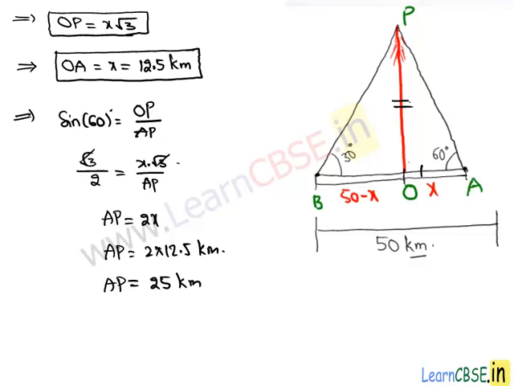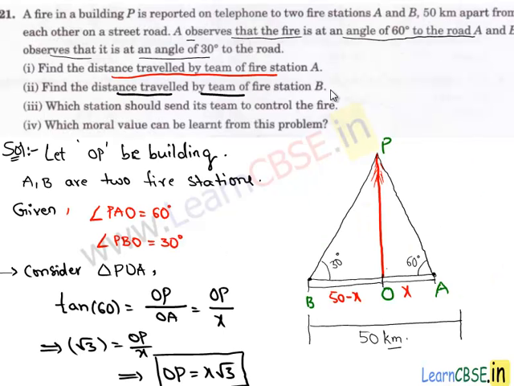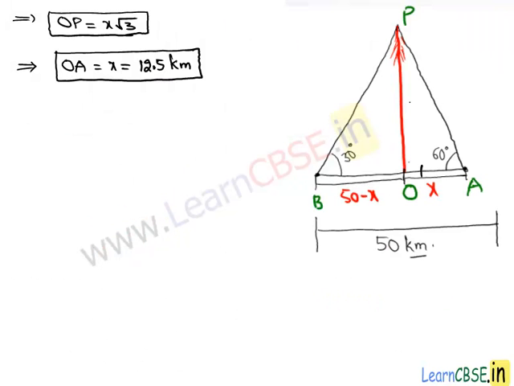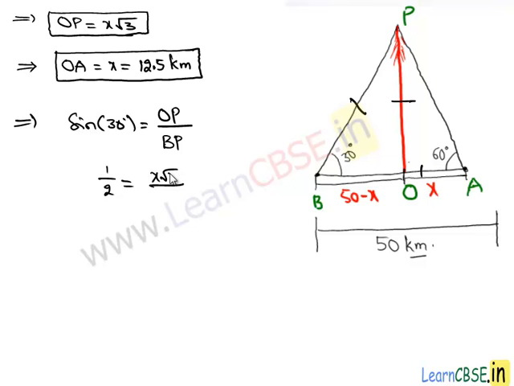Similarly, we have to find the distance travelled by the team of fire station B, that is BP. Now to find the distance BP, consider triangle POB. Here we have OP and BP. So which trigonometric ratio do we have to use? It should be sine, because sine is the ratio which gives the relationship between perpendicular and hypotenuse. So sine of 30 degrees is the ratio of perpendicular, which is OP, to hypotenuse, which is BP. Sine of 30 degrees is 1 upon 2. We have got the value of OP, which is x times root 3, and we have to find BP.